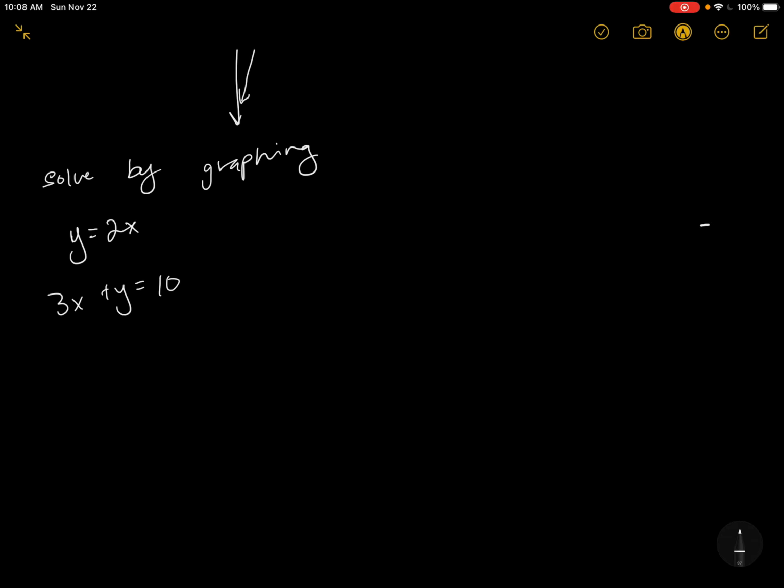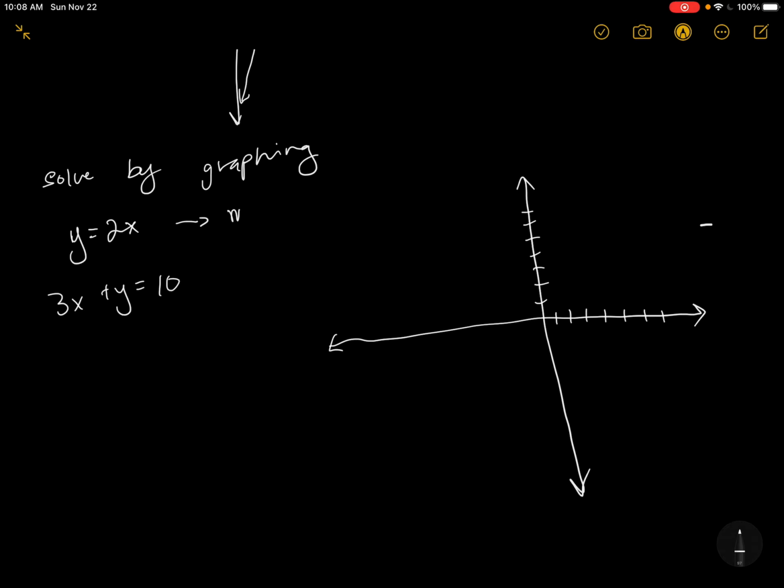I'm going to graph them. Just like graphing lines, we're doing the exact same thing. The only difference is that now we're putting two lines on the same graph. Before, we were just graphing one equation on a graph. Now we're graphing two equations. Okay, so for this first one, I'm going to use slope-intercept form. The slope here is equal to 2 over 1, and my y-intercept is equal to 0, because you could just write that as y equals 2x plus 0.